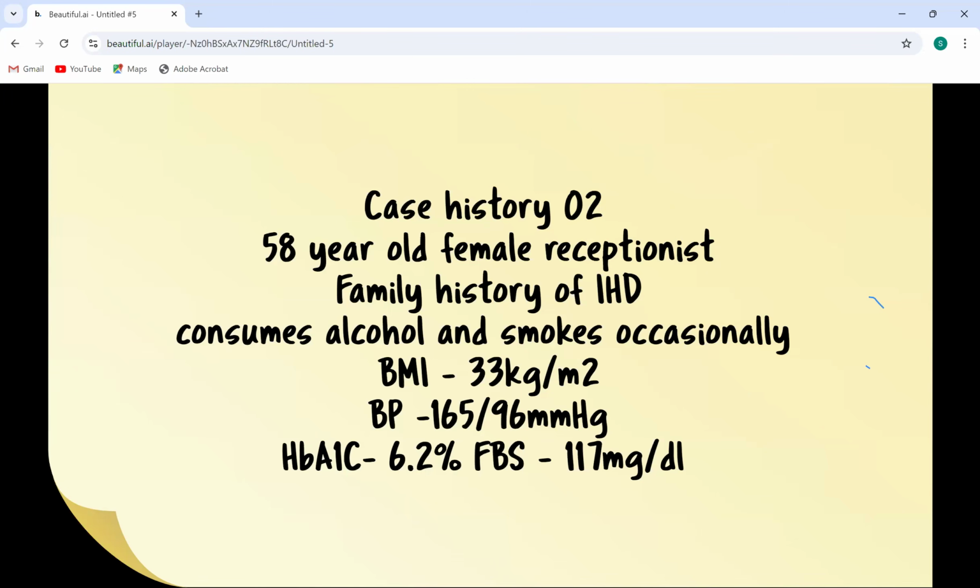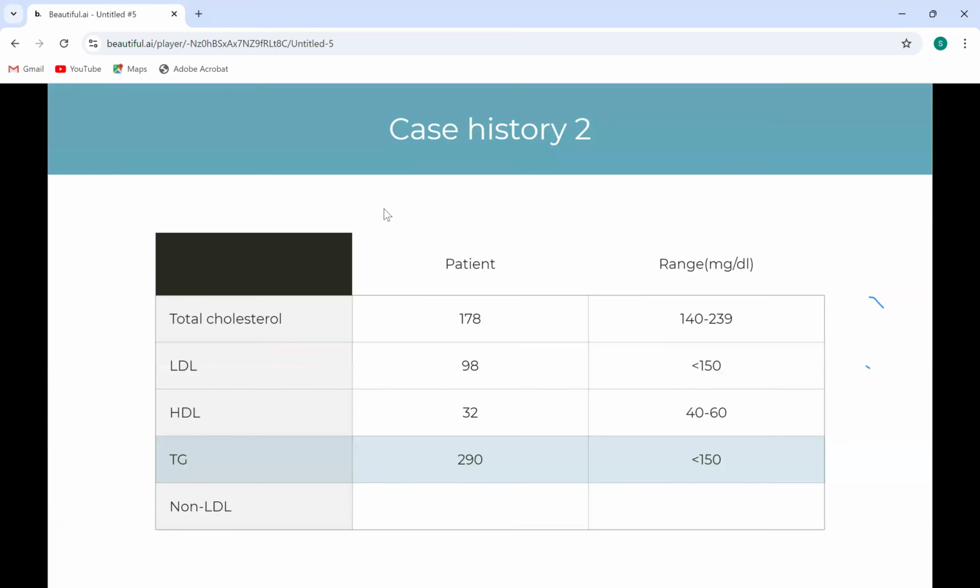This is probably a Sri Lankan scenario. Anybody wants to comment? Atorvastatin. So you think the patient should be on atorvastatin? Should start. We don't know her LDL level, so we should know the LDL level before we target it.